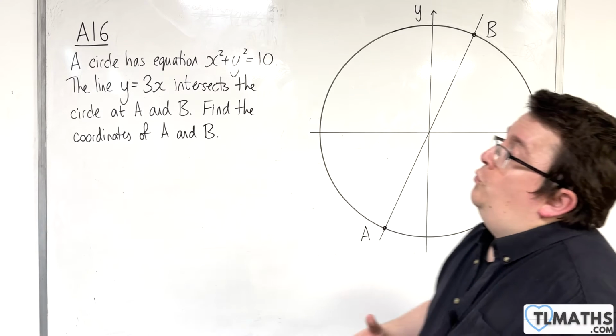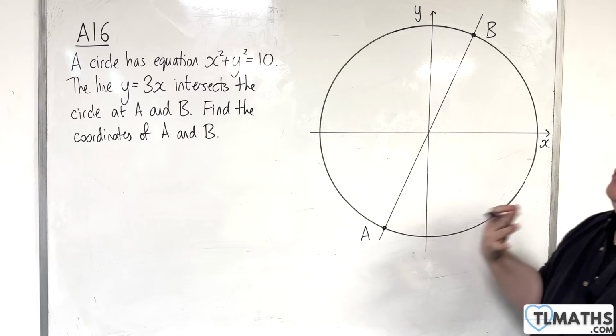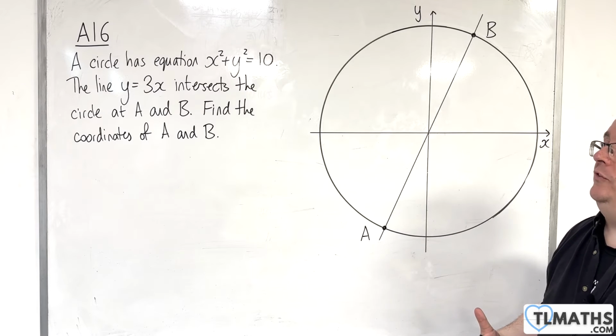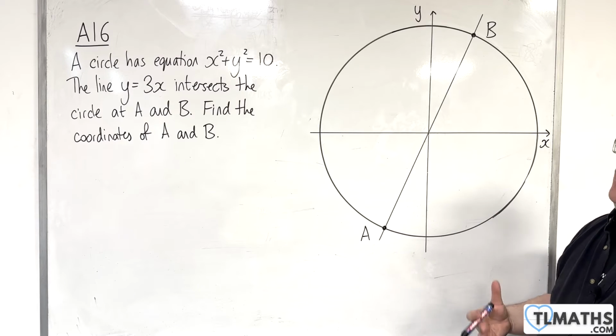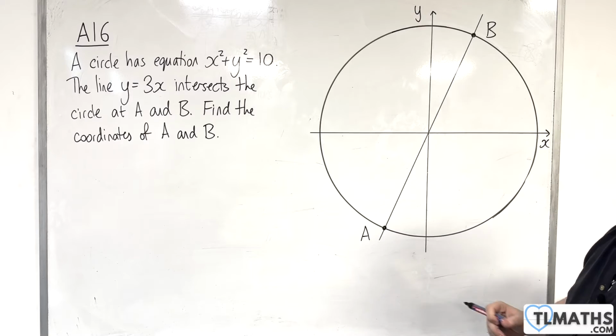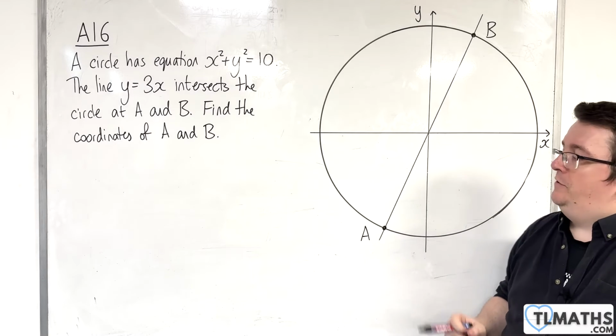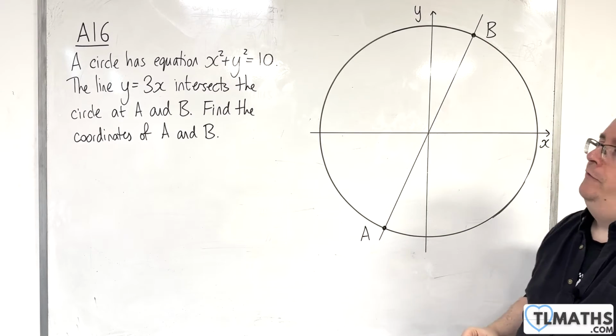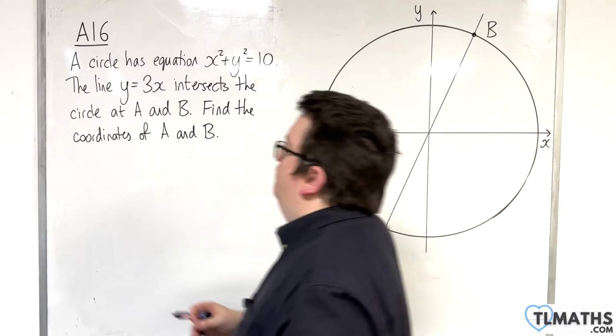So in this video, we have a circle which has equation x squared plus y squared equals 10, and a line y equals 3x that intersects the circle at A and B. Find the coordinates of A and B.